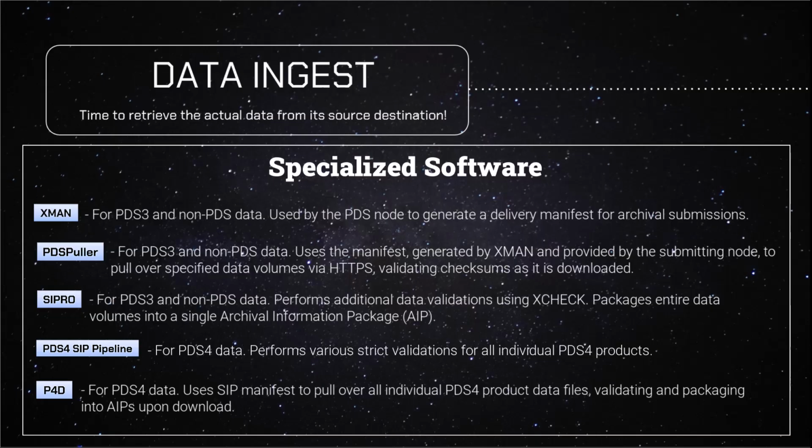So unlike PDS3 and non-PDS, where a single AIP is created for entire data volumes, for PDS4 there's an AIP generated for every product, which, as we mentioned, could and has reached into the millions for a single SIP delivery. Once all AIPs have been created by P4D, this PDS4 data is ready to be archived.